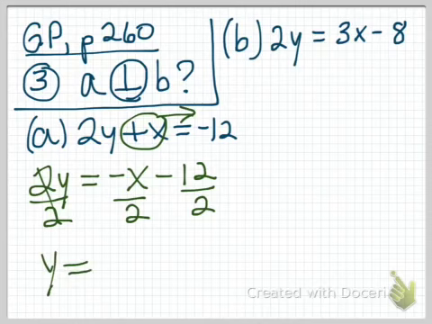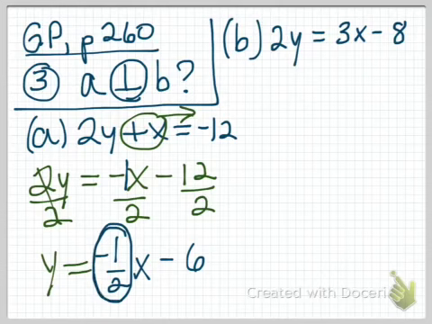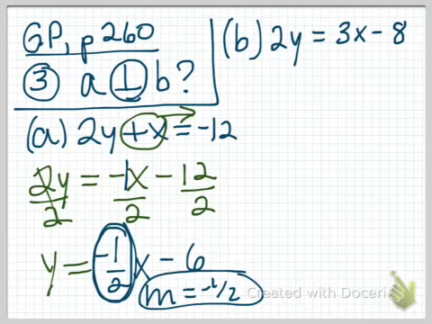And remember, if there is no number in front of x, there's just a negative sign. That's really a negative 1 there. So my slope is negative 1/2, and then the y-intercept here is minus 6. But to decide if these two lines are perpendicular, really all I want is that number right there, the slope. So m equals negative 1/2. Let's look at the other one and see what happens.